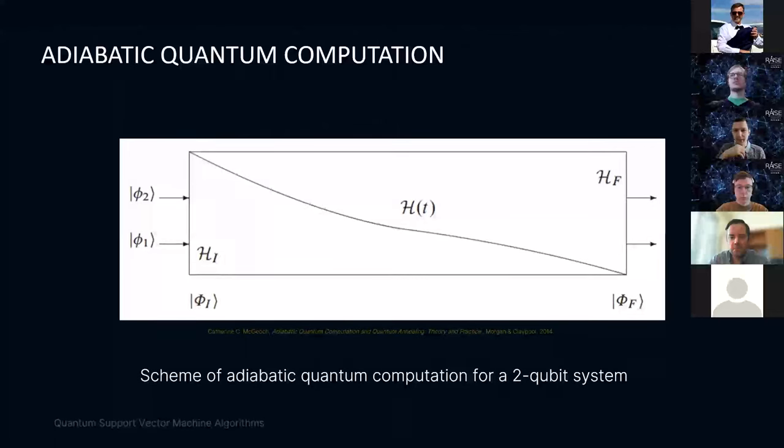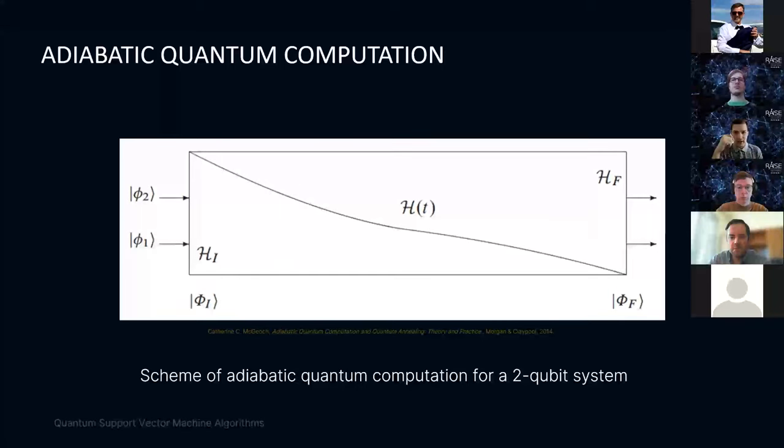This is a graphical scheme. It's very simple. It's a 2-qubit system with phi1 and phi2, where we have this Hamiltonian varying in time. We have this HI and HF, which are the initial and the final ones. The initial is a simple one. The final is the correct one, let's say. And we try to evolve the system to the final one so that the final state the system assumes is the state which encodes our solution, the output of our input, which is the phi1, phi2 qubits.